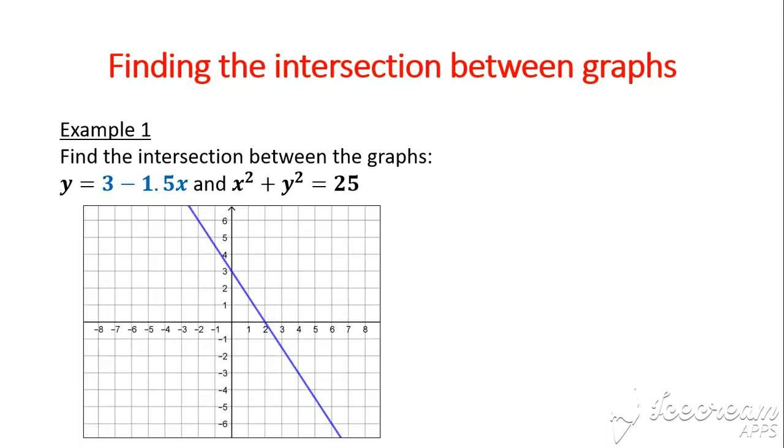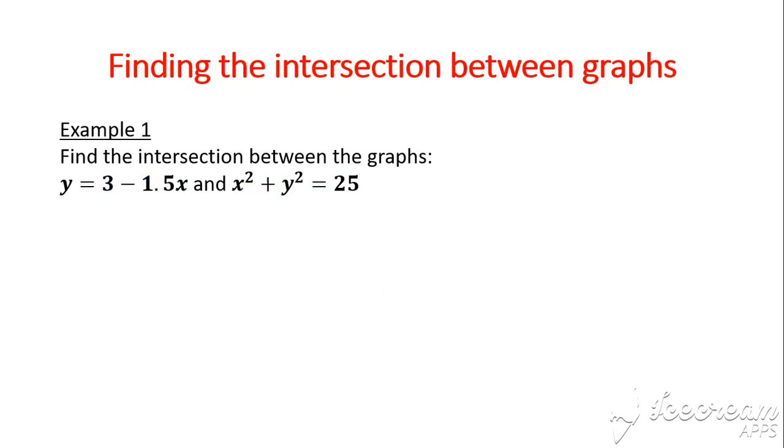It has a y-intercept of 3 and a gradient of negative 1.5. The second graph, x squared plus y squared equal to 25, is a circle, has a centre at the origin, 0, 0, and has a radius of 5. And these two graphs intersect, and our job is to find where the two graphs intersect.